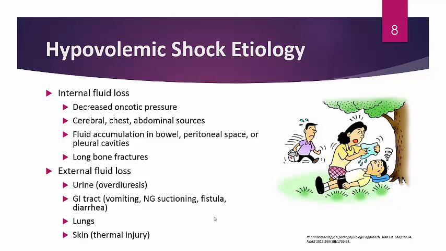And if you have blood loss like that, that can drop your blood pressure, and as a result, not get blood to the areas of the body where they need to be. Fluid accumulations in the bowel, the peritoneal space, and pleural cavities can also happen, and this can occur as a result of third spacing or as a result of trauma. And also long bone fractures may be another source of internal fluid loss or internal blood loss, because remember, if you fracture something, usually it's a traumatic event.